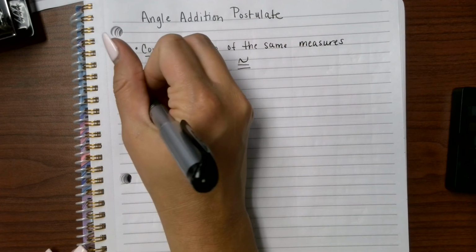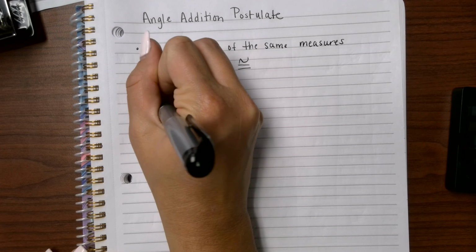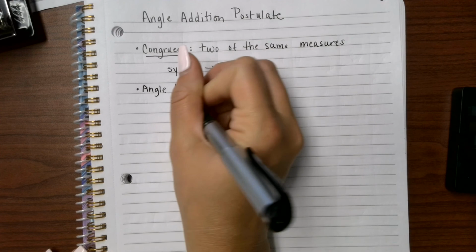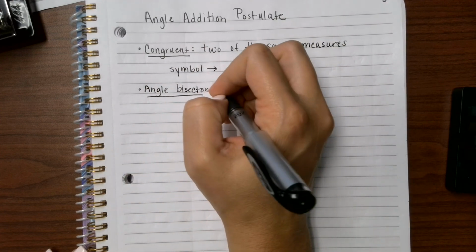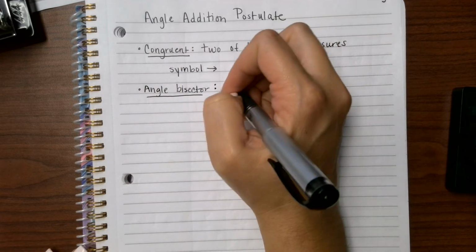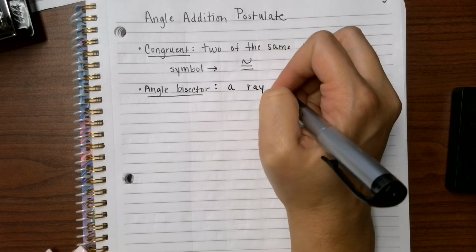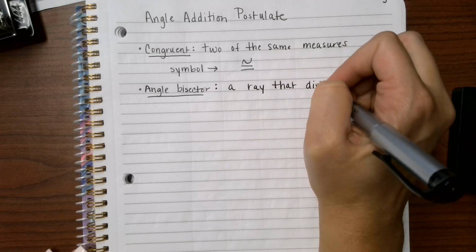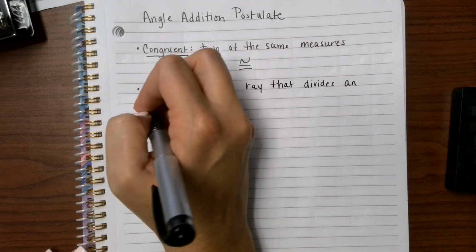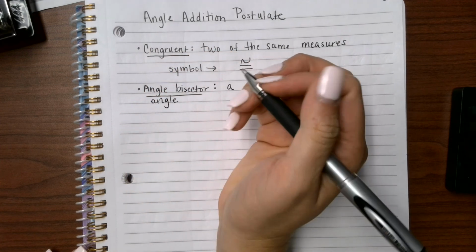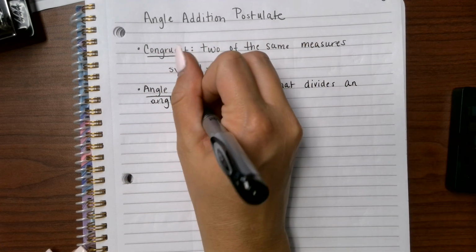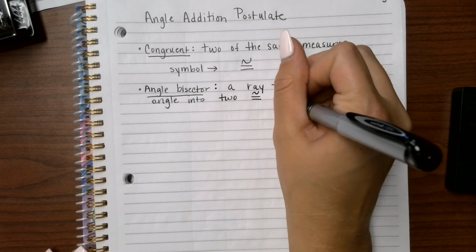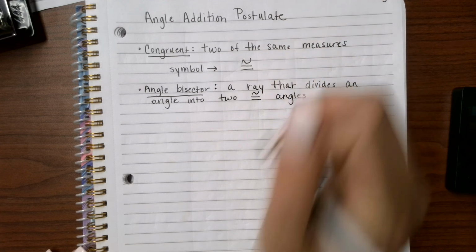An angle bisector. You will hear me say this some. A bisector is anything that cuts something in half. An angle bisector is a ray that divides an angle into two congruent angles. So basically it cuts it in half.